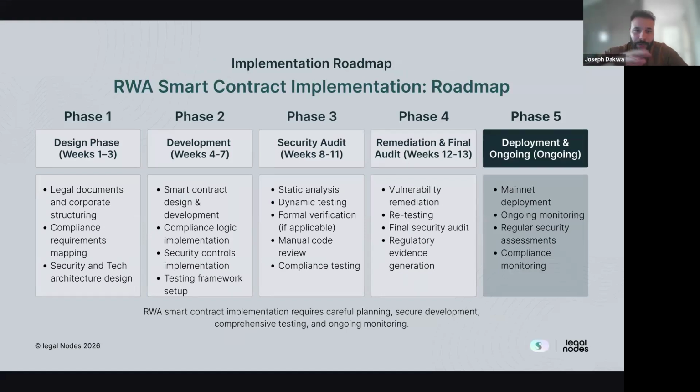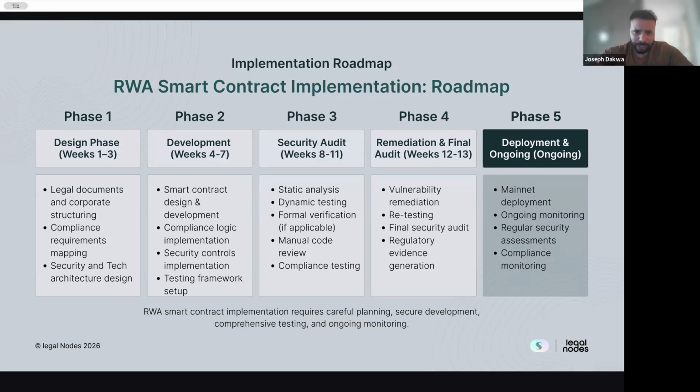So overall, this is like a roadmap of how long it should take for each phase. Within the first 1 to 3 weeks, Iryna and her team most likely would be involved in the design phase, so getting all the legal and corporate documents together. And then, of course, we would jump in with the security and tech infrastructure design, so the architecture from A to Z. And then within phase 2, that's when the development work starts for designing the smart contracts, putting all of the security elements in place, setting up the testing framework as well.